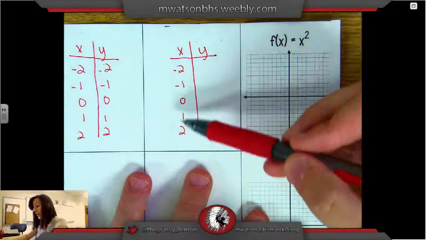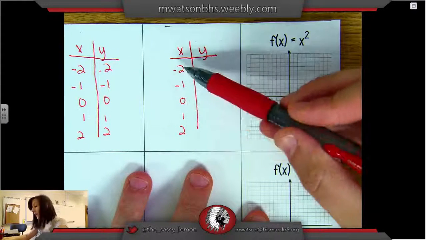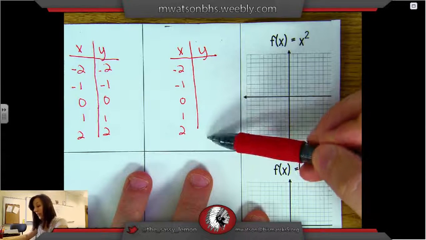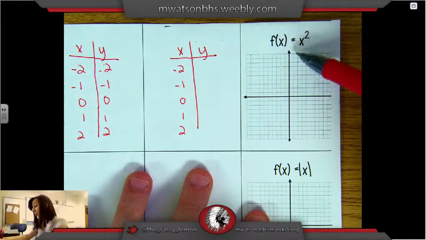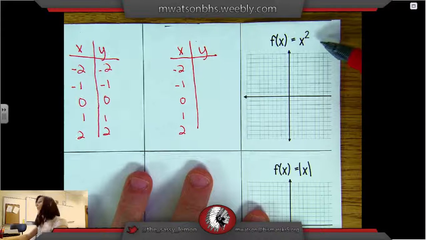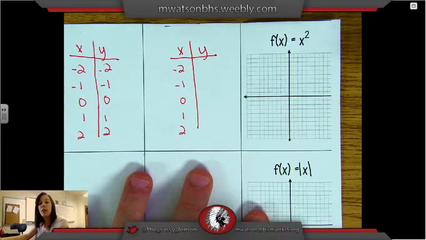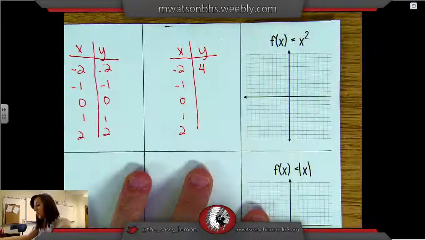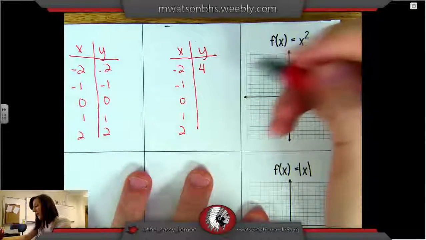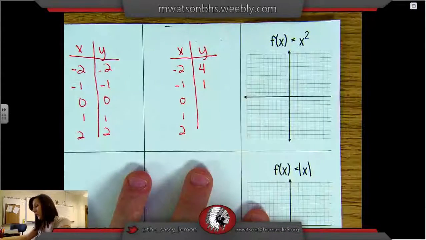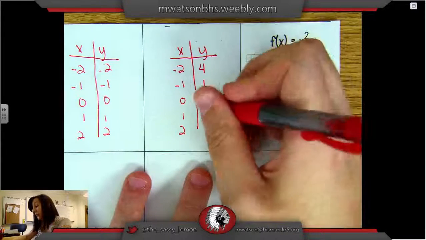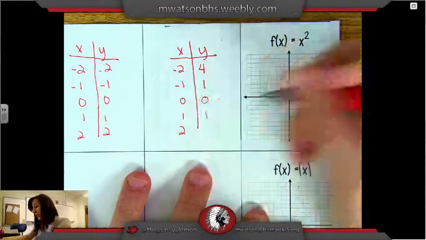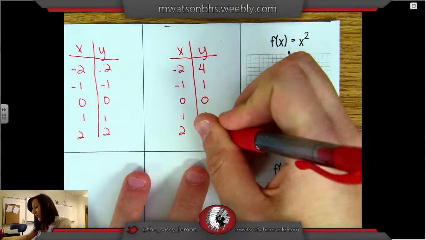Now that we've got our x values set up, we want to plug these into our function and get our y values. So when we plug in -2, it's going to be -2 squared. Remember, a negative times a negative is a positive, so this is actually going to equal +4. When we square -1, we get +1. When we square 0, we just get 0. 1 times itself is 1, and 2 squared is 4.